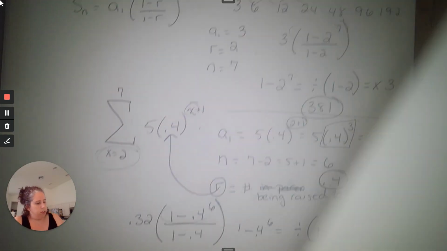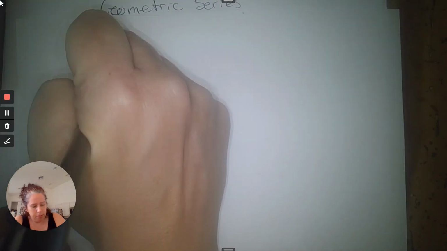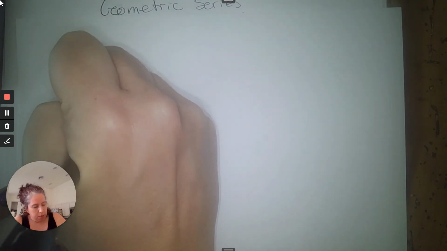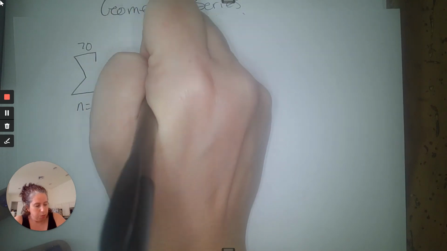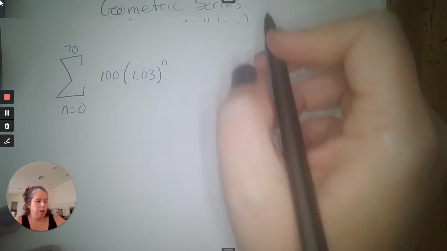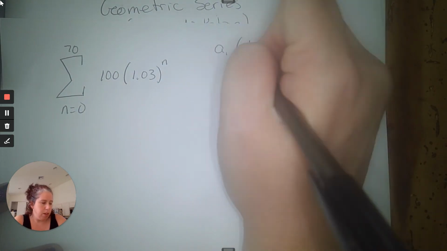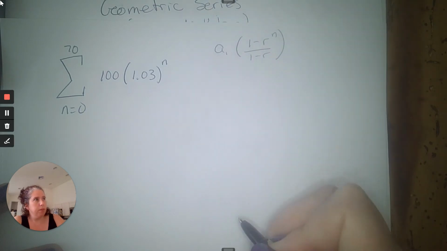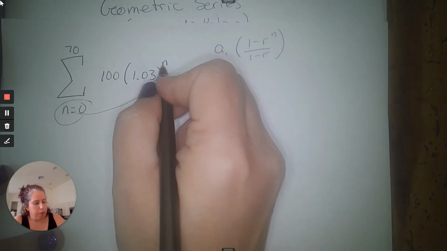All right, let's actually use another piece of paper. All right, so the sum from n equals 0 to 70 of 100 times 1.03 to the n power. Okay, so remember we're using A1 times 1 minus R to the n over 1 minus R, right? Okay, so I need A1. We get that by plugging the bottom number in, right?